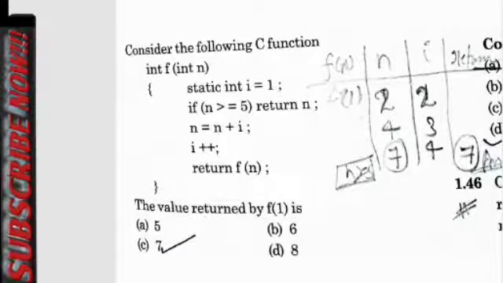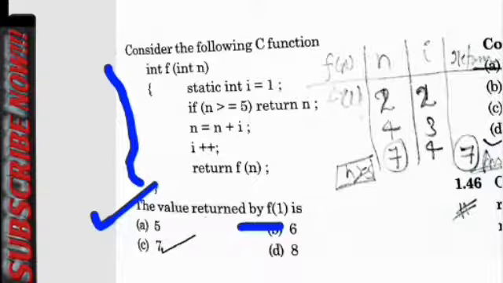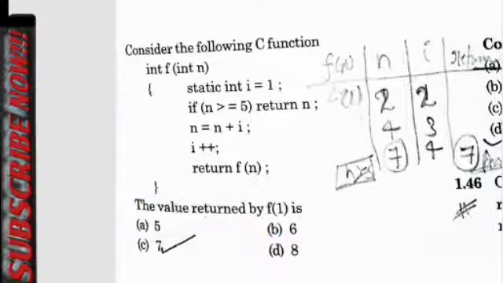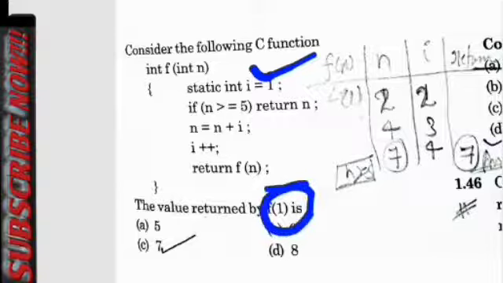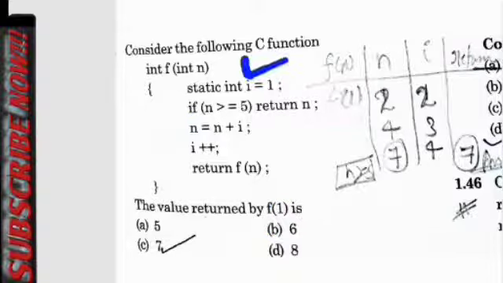Consider the C function. Here the C function is given like this, and the value returned by function 1 is, options are option A 5, option B 6, option C 7 and option D 8. Now come to the solution of this C function. Here function 1 is already given. Now we put in f function 1 and the value of n is going to increase, n plus i, and i is already given as 1. So here the value of n goes to 2 and the value of i also goes to 2 because the value of i is increased.